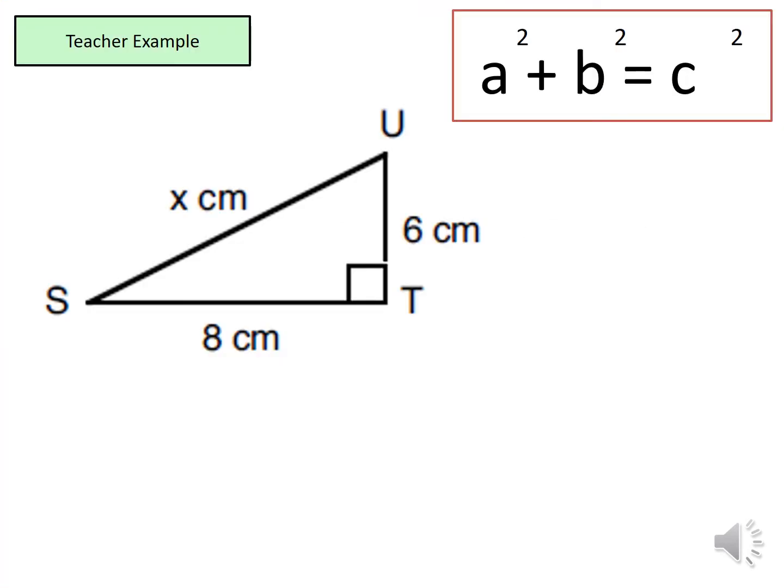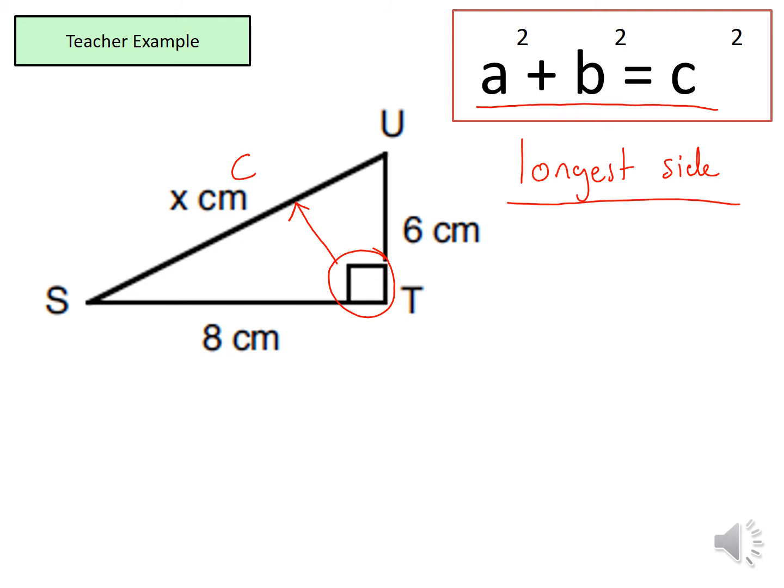For this example, we're going to find out how to find the missing length of this right-angled triangle. The first thing that we need to do is find the hypotenuse. So opposite our right angle is our hypotenuse, the longest side, and we're going to label that C. Now to work it out, we need to use Pythagoras' theorem, A squared plus B squared equals C squared. All I'm going to do is rearrange the formula to make it easier for us: C equals the square root of A squared plus B squared.